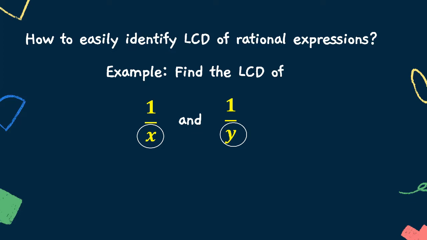First, you have to check each denominator if it is expressed in simplest form. Here, x is already in simplest form. Also, y is in simplest form. If they are already in simplest form, the LCD is simply the product of the two denominators. So our LCD is simply x times y.